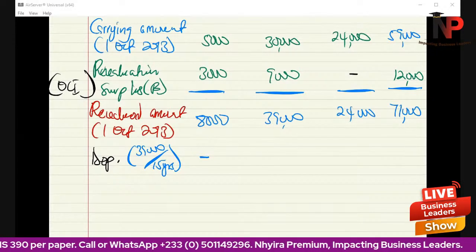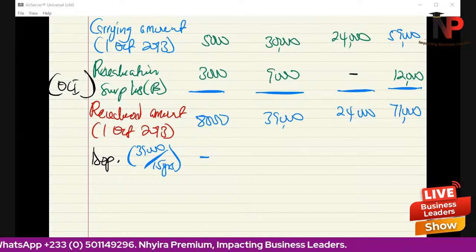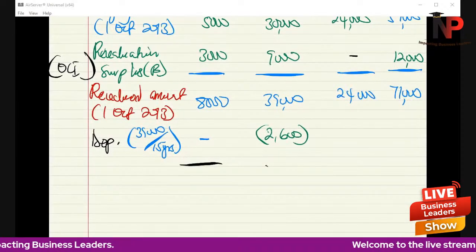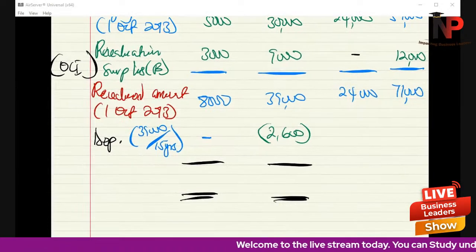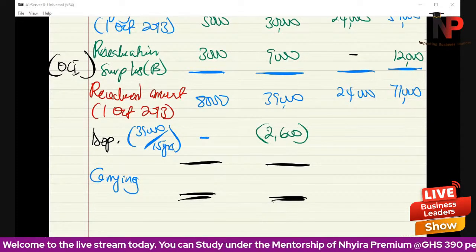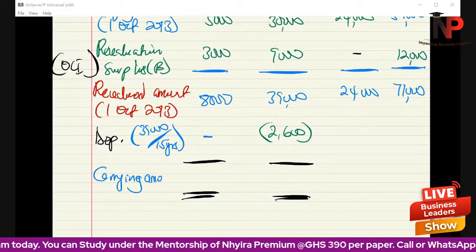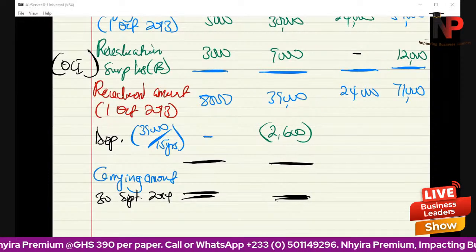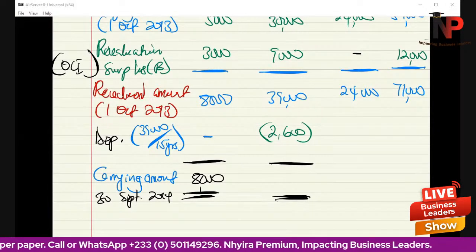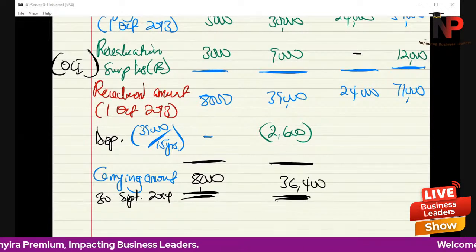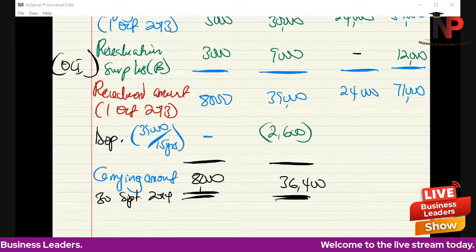39,000 divided by 15, that's giving me 2,600. You can confirm that so that we get a carrying amount at the end of the year. So carrying amount at the end of the year, that's on 30th September 2014. This is still 8,000. Now 39,000 minus 2,600 will be 36,400. Again, we work as we read.